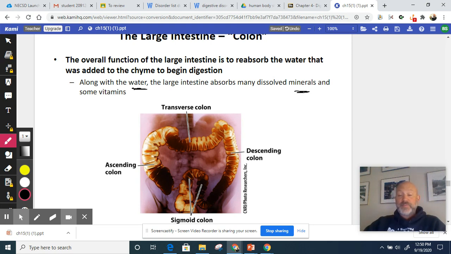I tried to hit the pause button for that, but I missed it. But there's also minerals and vitamins that are leaving the food and entering into the blood as well. All right, so the reabsorption of water is the number one function.